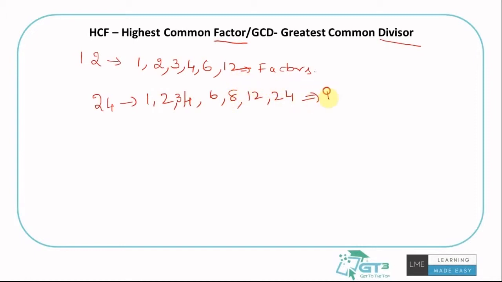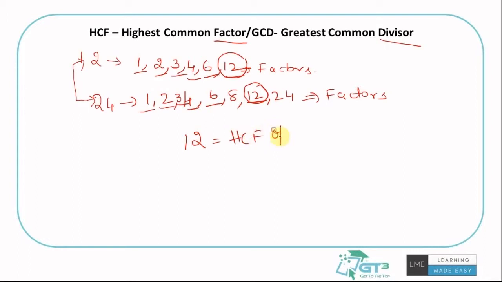So if I'm talking about the highest common factor for these two numbers, what are the factors I see? 1 and 1 is common, 2 and 2 is also common, 3 and 3, 4 and 4, 6 and 6. 8 is not here, 12 and 24 is not there. So what is the biggest number which is common? 12. So the HCF is 12 for 12 and 24. This is what the highest common factor is.